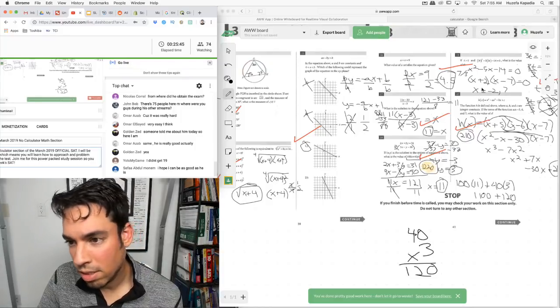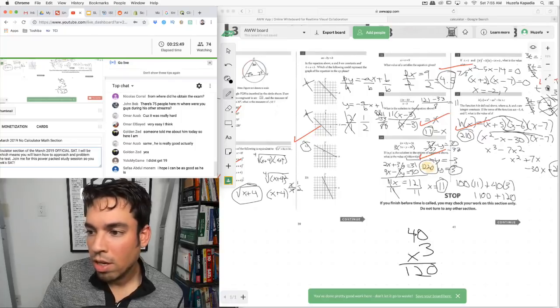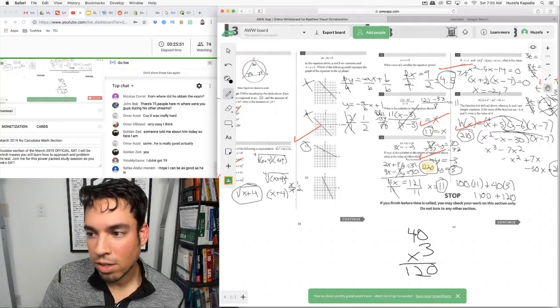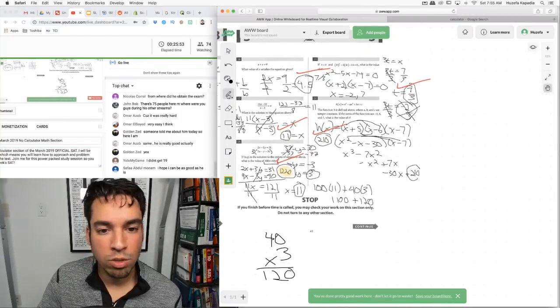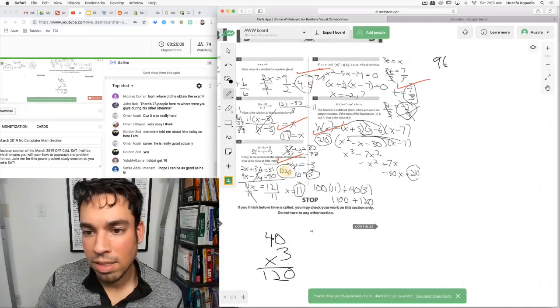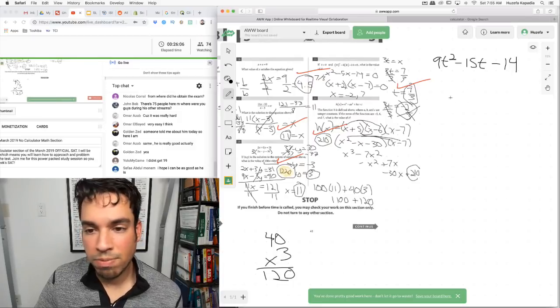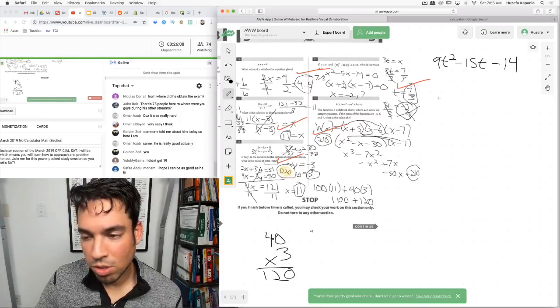Let me go to 19 again. Okay, so here's 19. This one was all about substitution. It's basically a factoring problem. I'm going to show you how to do it without substitution. So I'm just going to square this. 3t squared is 9t squared minus 15t minus 14. So this is one where we're just going to factor it regularly instead of using substitution.